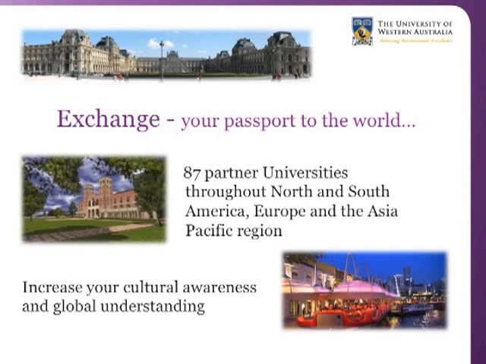Another opportunity for students is to go on exchange and study abroad. We have 87 partner universities throughout North America, South America, Europe, and the Asia-Pacific region. Students can use this experience to increase their cultural awareness and global understanding. Please note, even though a university may be located in a non-English speaking country, in many cases their classes are taught in English. And going on exchange can be used to meet Category A broadening requirements.